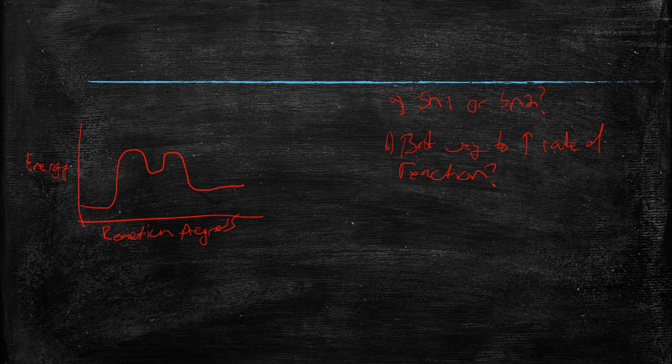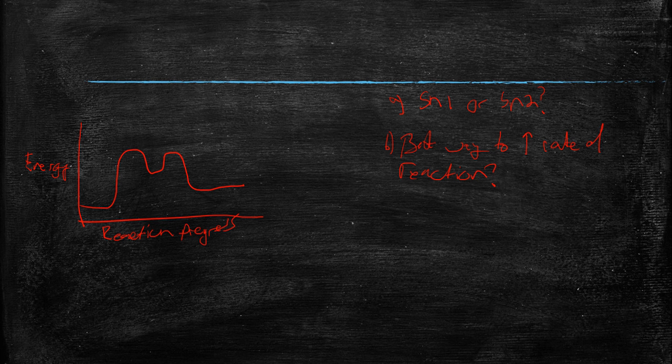So here we've got a slightly different style of question. Here we have a reaction profile, and the questions are asking us, is it SN1 or is it SN2? And what would be the best way to increase the rate of reaction? So pause the video here if you want to have a go at it and test your understanding. All right, let's go into it.